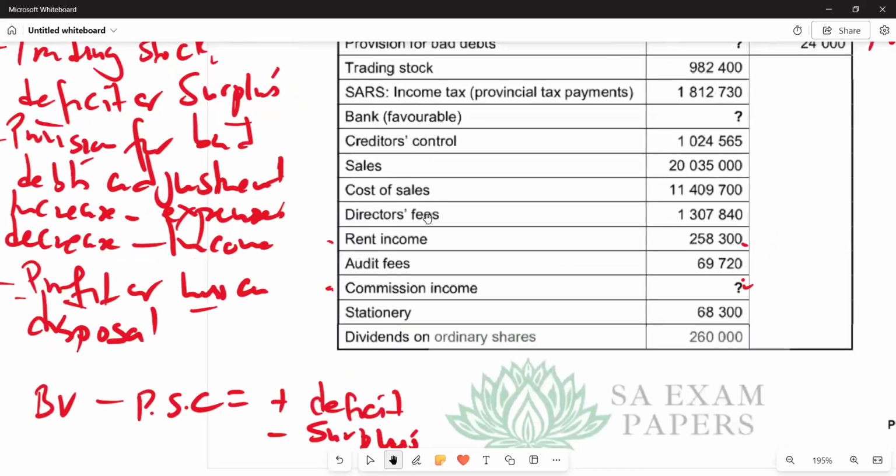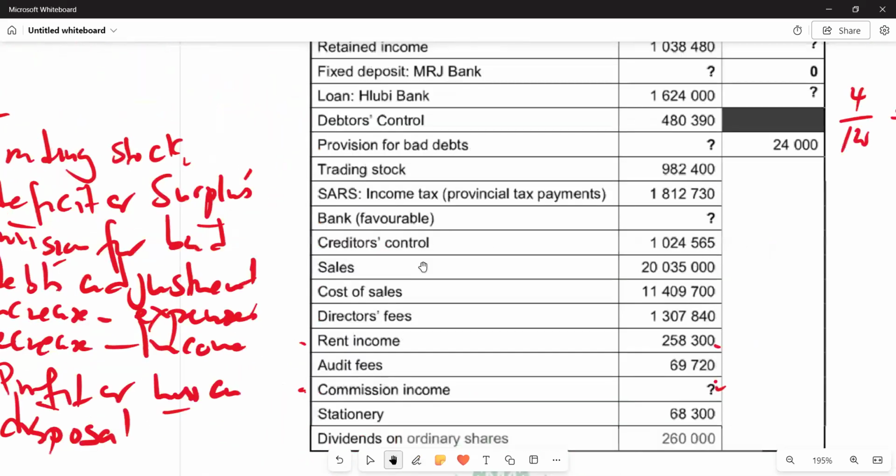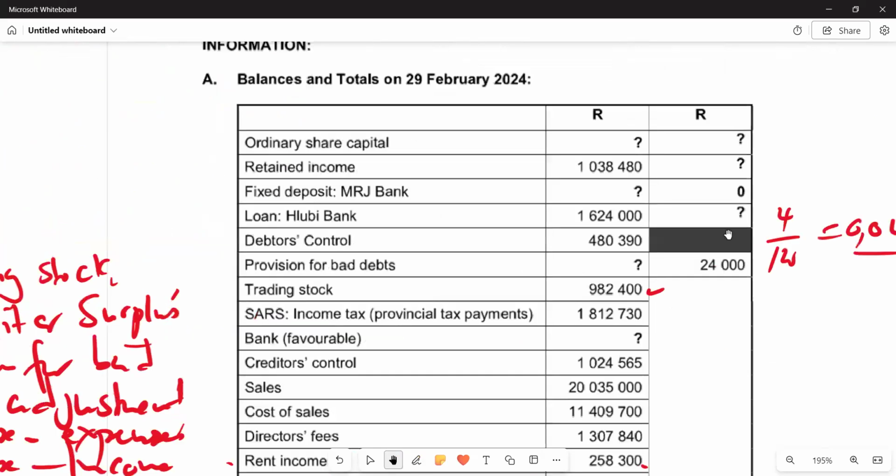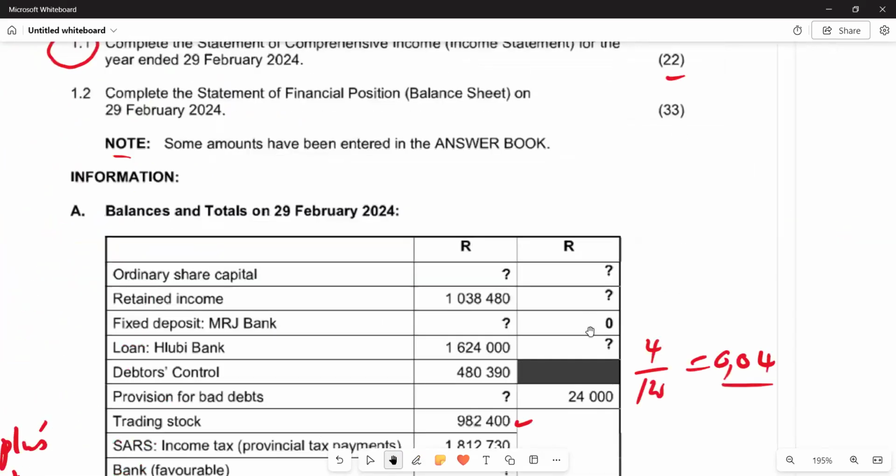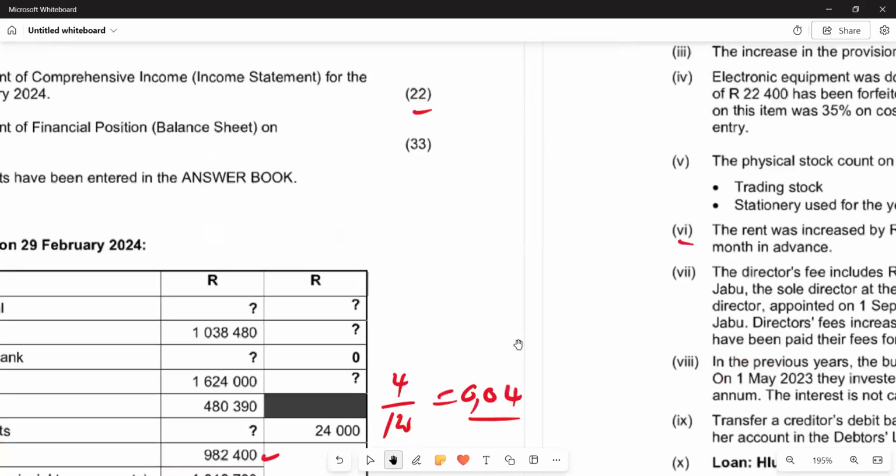So we go there and check what we have. Remember, trading stock is given in the list of balances. The one given in the list of balances represents the book value. And we check if there are any adjustments that are going to adjust our book value that we are given in the list of balances. 982,400, and then we go to additional information.